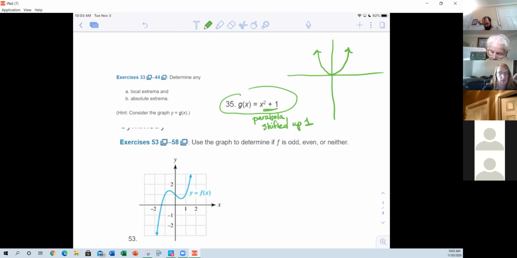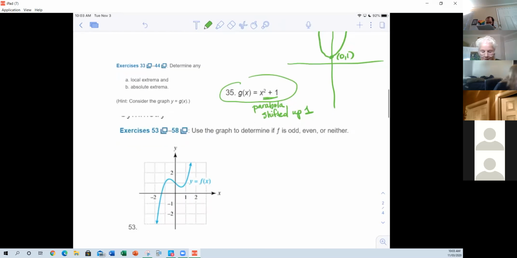Okay, so I'm gonna erase this. They're saying local extrema. Local extrema means, does it have a local max or does it have a local min? And what is it?